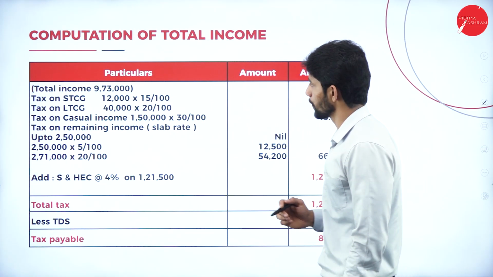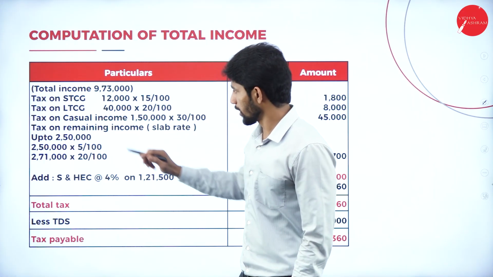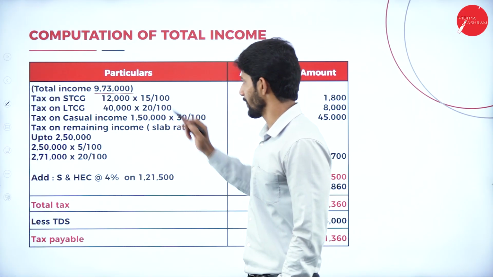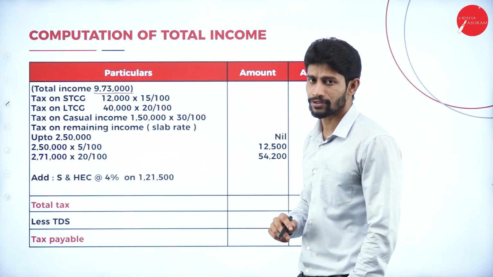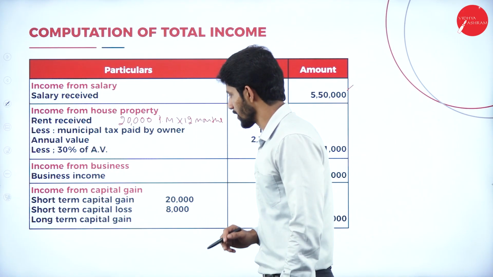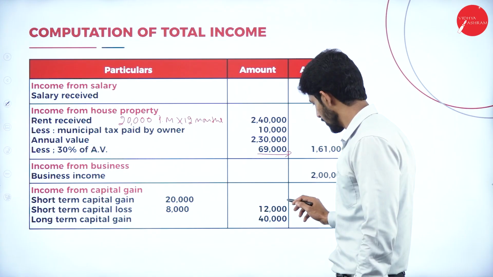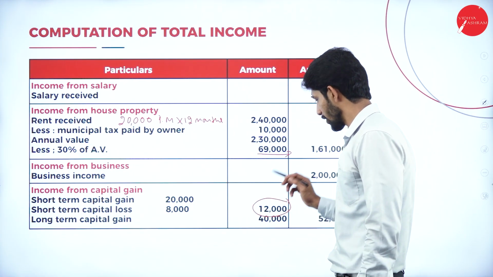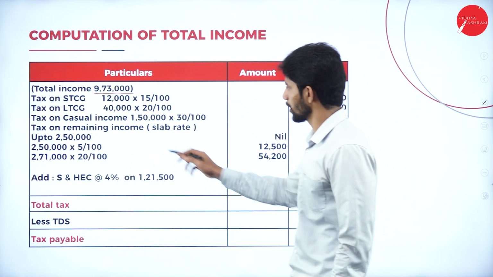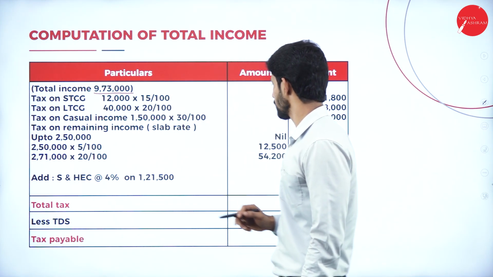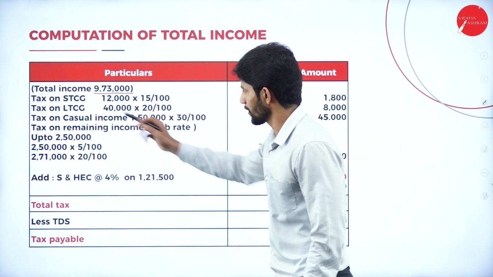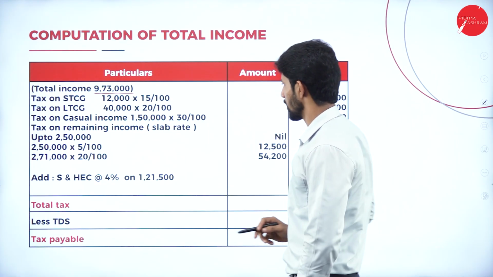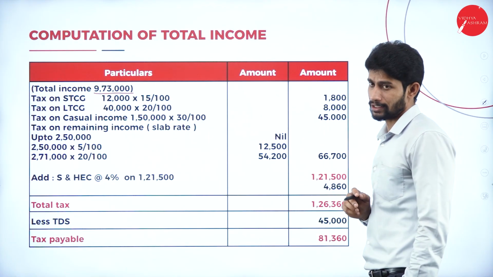So moving on to compute the tax liability. Total income is how much? 9,73,000. So tax on short-term capital gain. Here you can see short-term capital gain 12,000 we have. Long-term 40,000 we have. So short-term capital gain 12,000 into 15%, you will get 1,800. Next, long-term capital gain 40,000 into 20%, you will get 8,000.